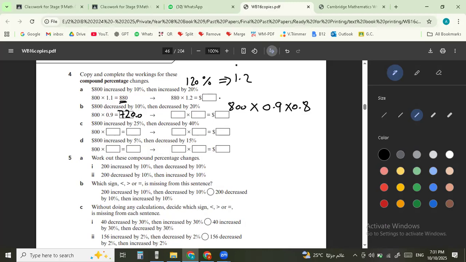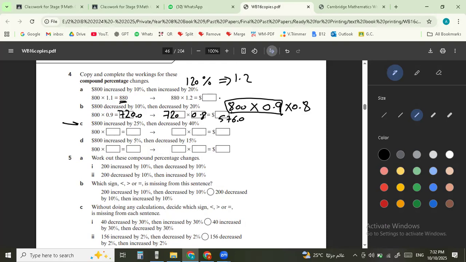That's 800 times 0.9. But then I take the 720 and multiply it by 0.8, because I still need to multiply the answer, which is 720, by 0.8. Let's ignore the decimal point. 8 times 0 is 0, 8 times 2 is 16, 6 carry the 1, 56 plus 1 is 57, and I got one digit after the point, so 576.